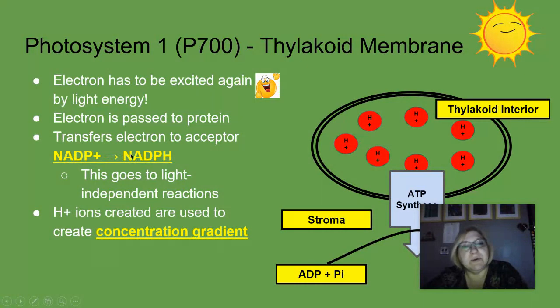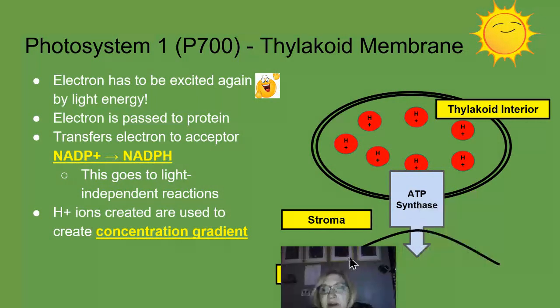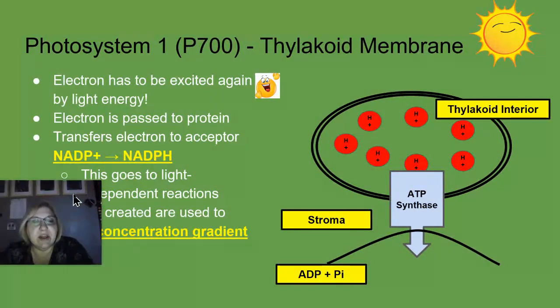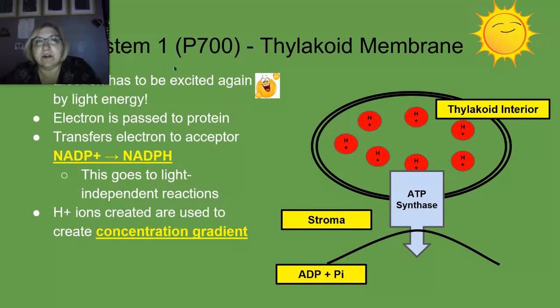When the NADP goes to the NADPH, then you've got hydrogens here and not outside of the thylakoid. You don't have very many outside of the thylakoid. All the hydrogens are like squeezed in here. So what happens is you have an enzyme. The enzyme is called ATP synthase, and the ATP synthase helps the hydrogens move out of the thylakoid in a process called a concentration gradient.